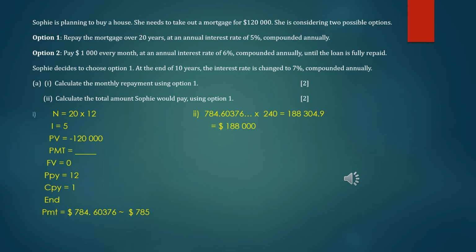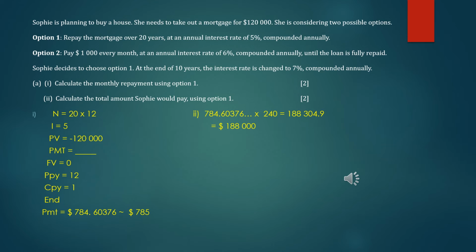The present value is negative 120,000. Negative because this is something that we do not have in our hand yet. This is something we are working out to be paid. The PMT is what is unknown. Future value is 0. PPY is 12 because there are 12 monthly payments in 1 year. And CPY is 1, annual compounding.